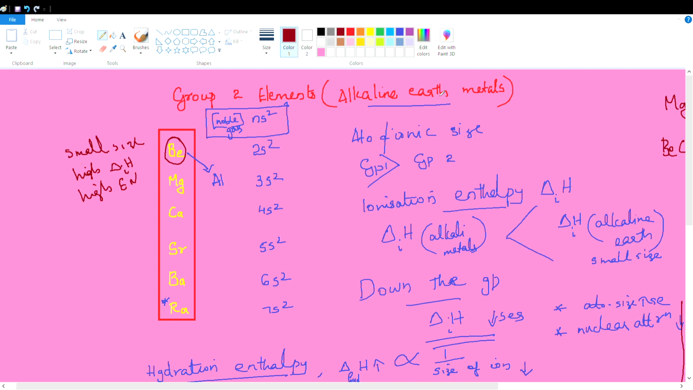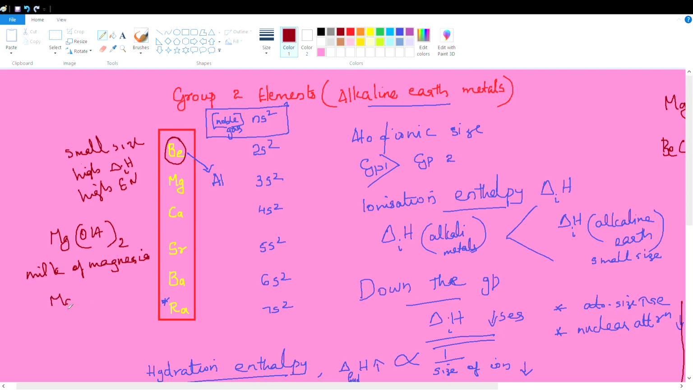Now some of the uses of these group 2 elements. Beryllium is used in the manufacture of alloys. Magnesium is also used for making alloys with aluminium, zinc, manganese, etc. Magnesium aluminium alloys are light, hence they are used in aircraft construction. A suspension of magnesium hydroxide in water is called milk of magnesia. Milk of magnesia is used as an antacid. It's a medicine to reduce acidity.